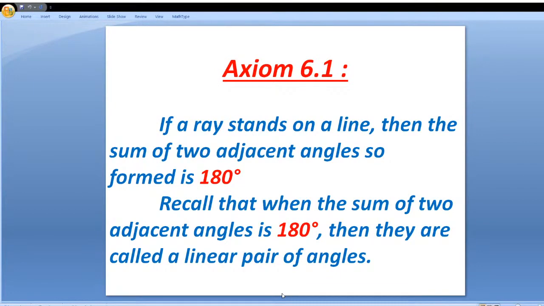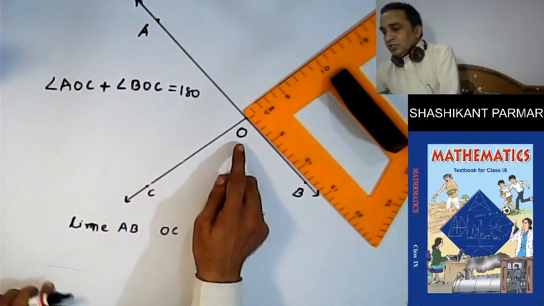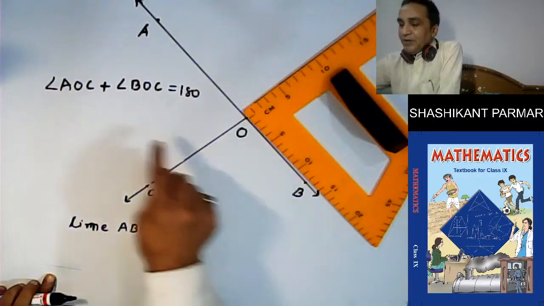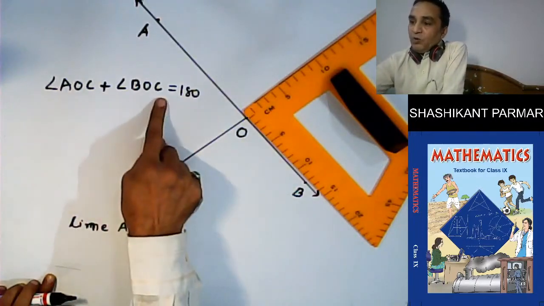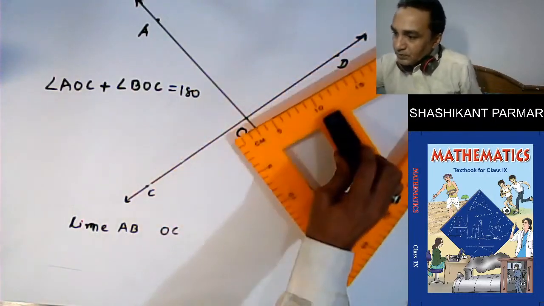See, if a ray stands on a line, then the sum of the two adjacent angles so formed is 180. Okay, so from this, ray OC stands on line AB. So angle AOC plus angle BOC is equal to 180. Now see here.